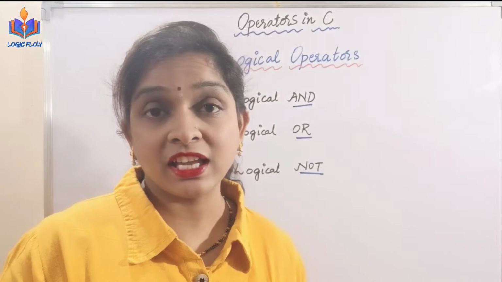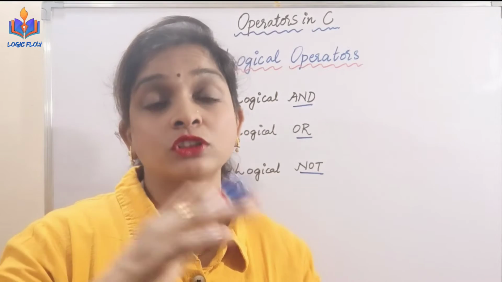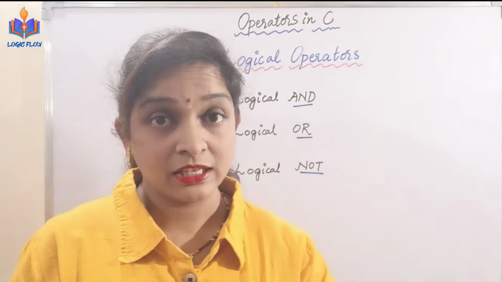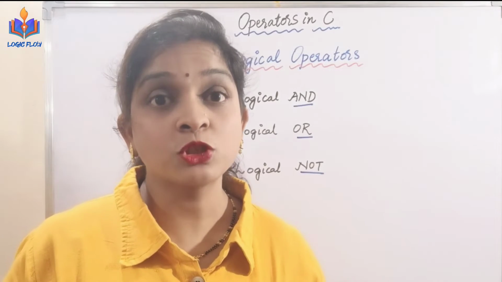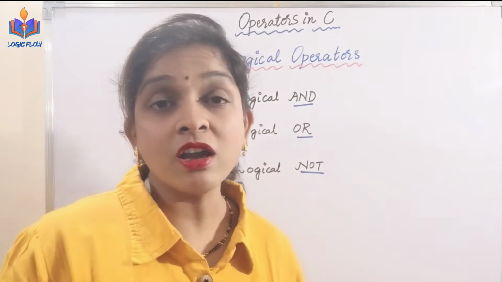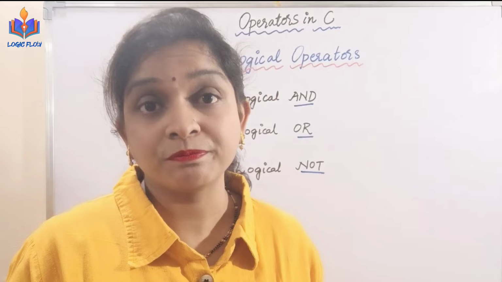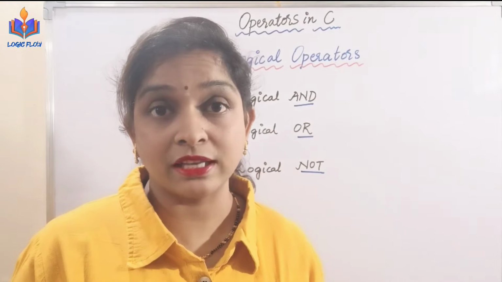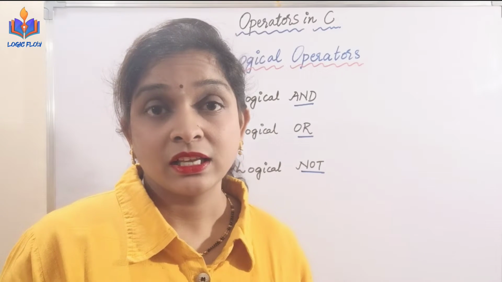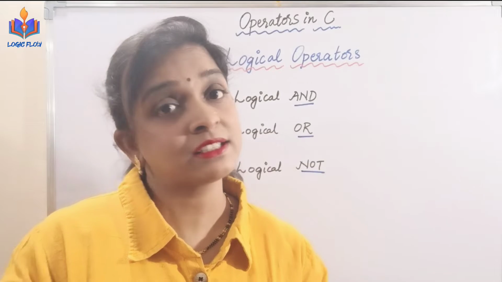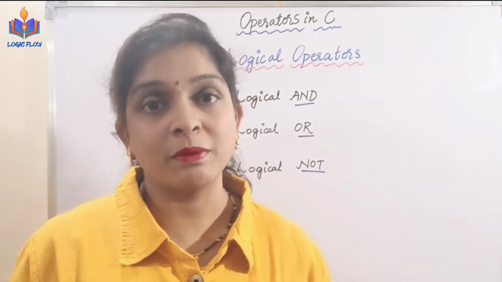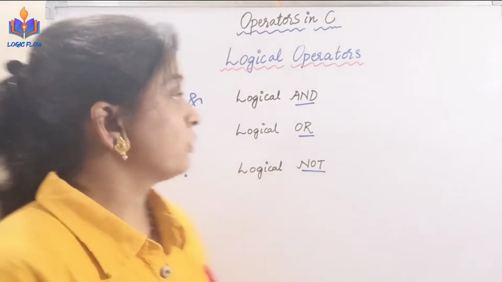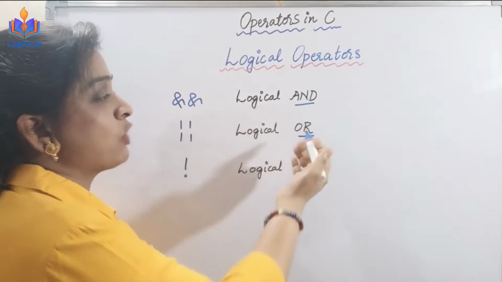For example, I say I want both coffee and snacks. It means both should be satisfied. OR says I can have coffee or tea. I'm just explaining in a general scenario. And NOT says, if I say I want coffee, then they'll say no, you have tea. So it is the complement, the reverse. So we have the general meaning of and, or, not.